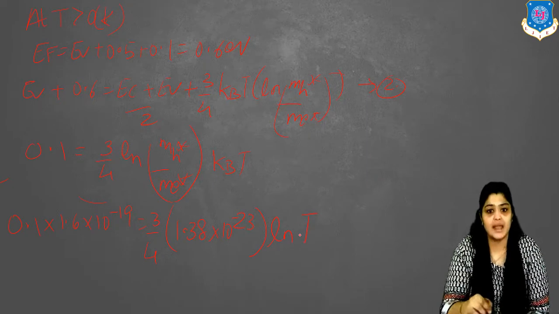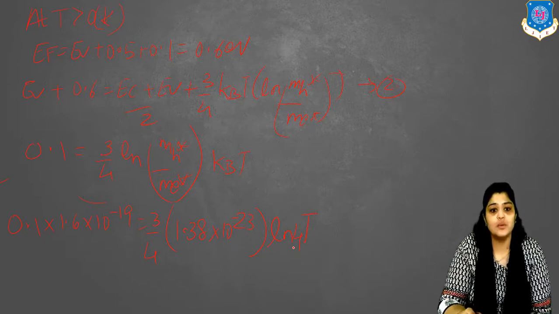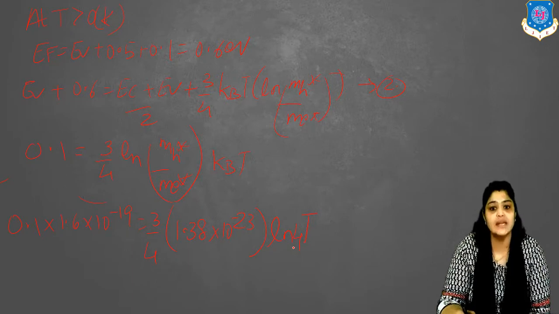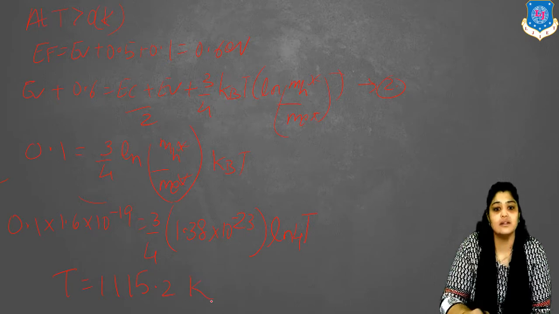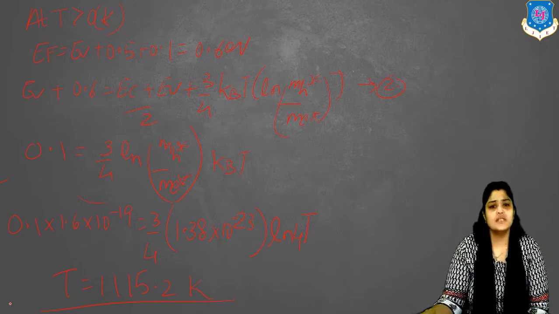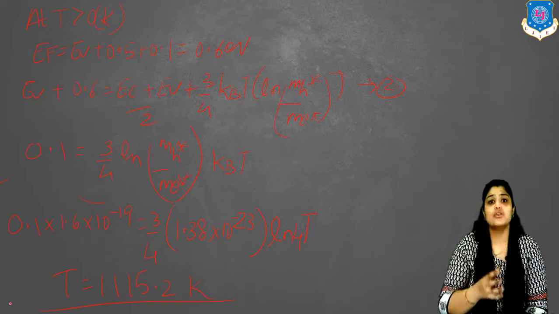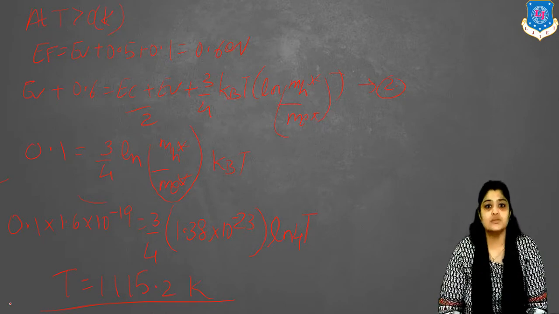So this T we need to determine, and I'll take all the data on the left hand side to find out T. So T will be 0.1 into 1.6 into 10 raised to minus 19 into 4 upon 3 into 1.38 into 10 raised to minus 23 into ln 4. Solving this, we get the value of T as 1115.2 Kelvin. This is how you need to do. For such numericals, whenever such a type of data is given, just try to draw the diagram or imagine it in your mind and then solve. It would be easier to solve.